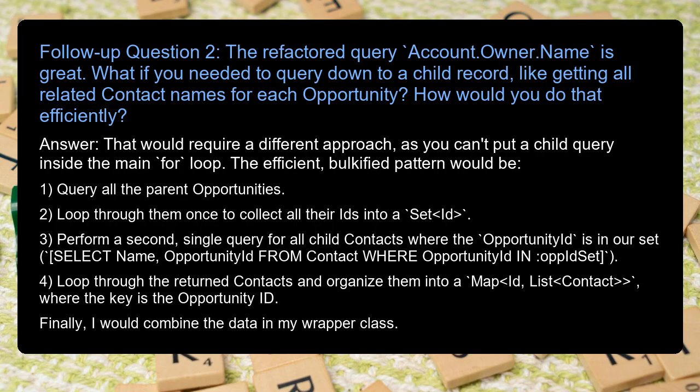Answer: that would require a different approach, as you cannot put a child query inside the main for loop. The efficient, bulkified pattern would be, 1. Query all the parent opportunities. 2. Loop through them once to collect all their IDs into a Set<Id>. 3. Perform a second, single query for all child contacts where the opportunity ID is in our set: select name, opportunityId from Contact where opportunityId in :opIdSet. 4. Loop through the returned contacts and organize them into a Map<Id, List<Contact>>, where the key is the opportunity ID. Finally, I would combine the data in my wrapper class.